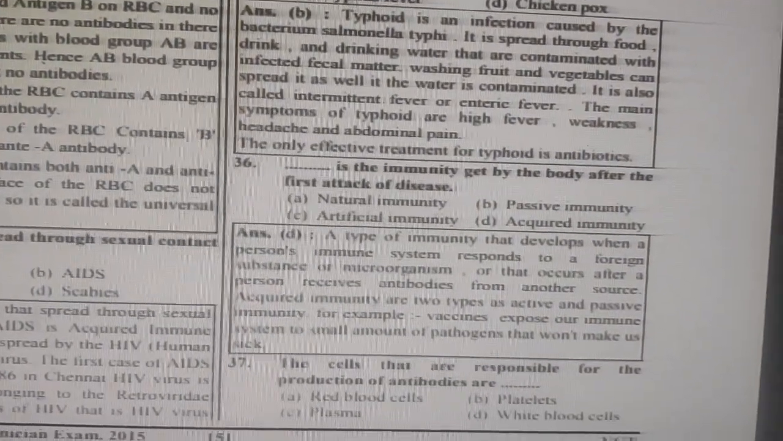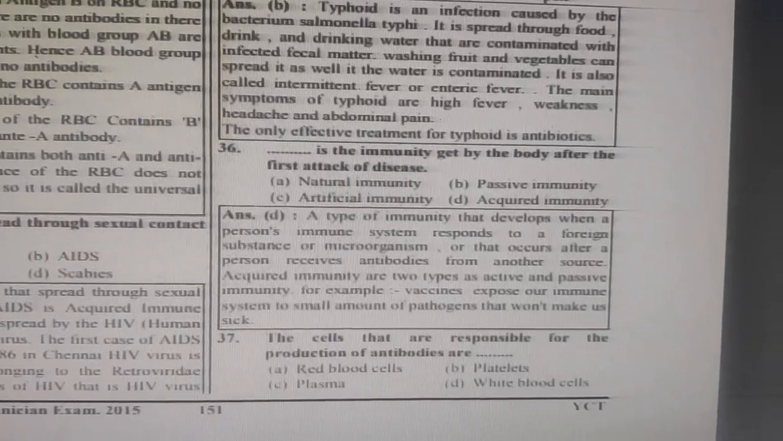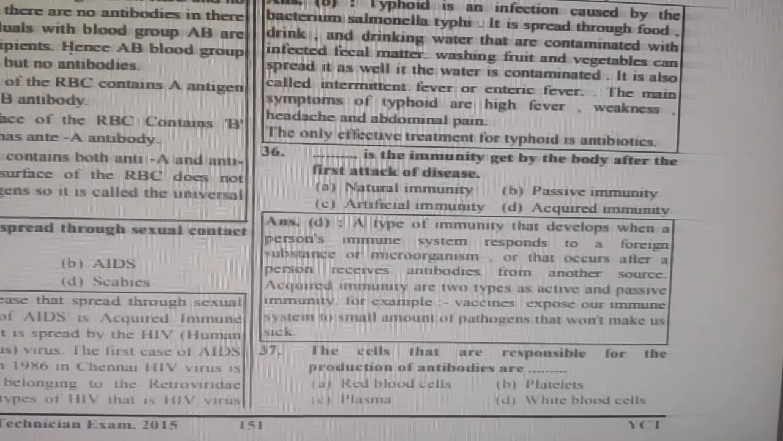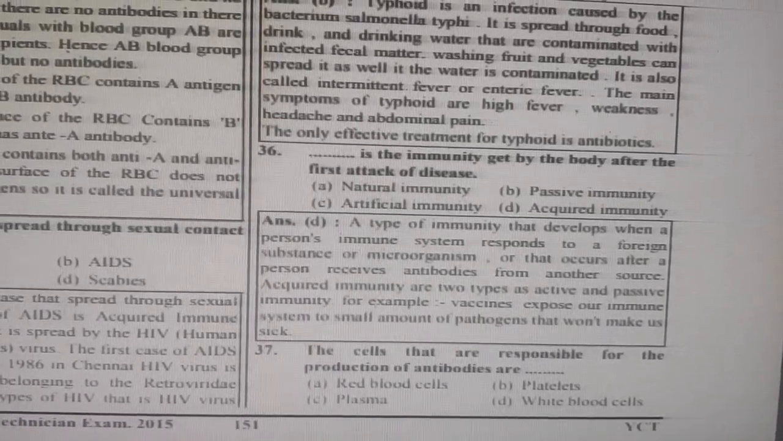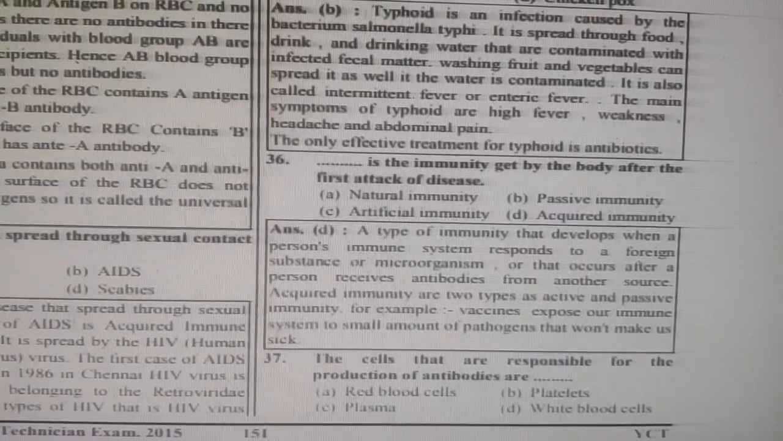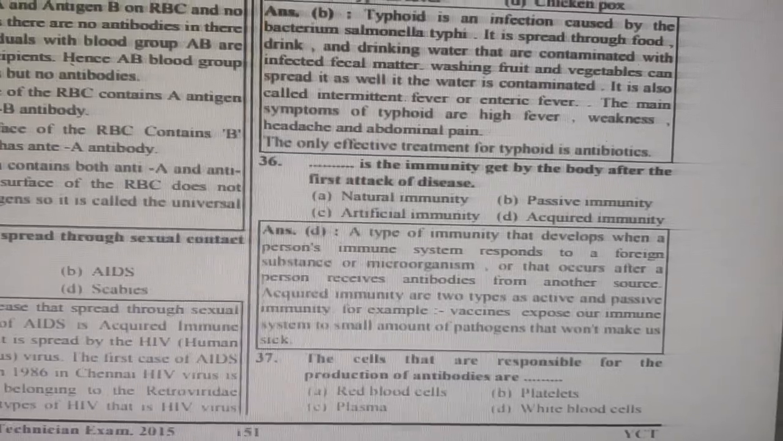36. It is the immunity the baby gets after the first attack of a disease. Option A, natural immunity. Option B, passive immunity. Option C, artificial immunity. Option D, acquired immunity.